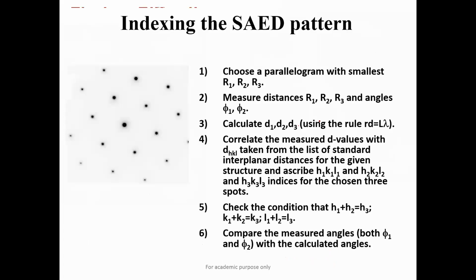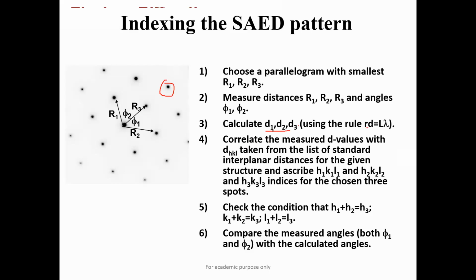Okay, so first you have to take a parallelogram with smallest R1, R2, measure this R1, R2, R3, and then measure the angle. Now using the formula, that is Rd equal to n lambda, you can calculate the d value. You have the R value. So now this is the interplanar spacing. You can compare it with the standard value which is already there, JCPDS files are there. So corresponding, as I mentioned, one spot is representing one plane.